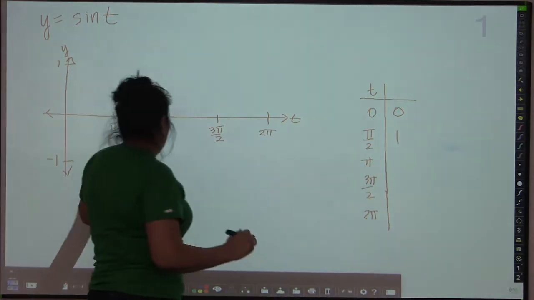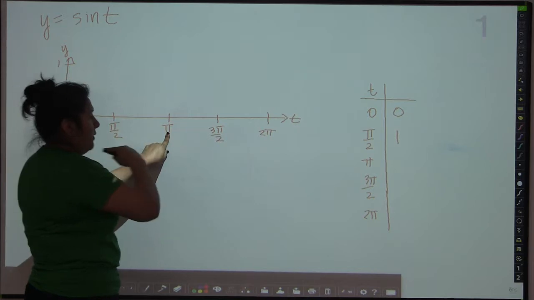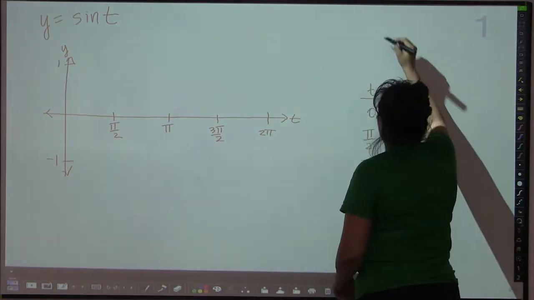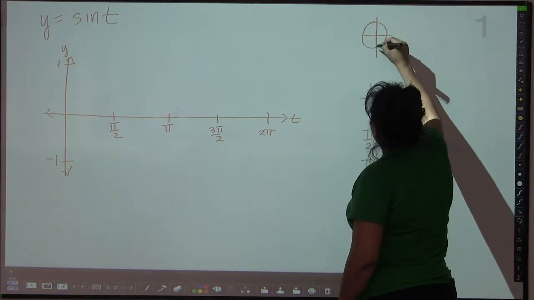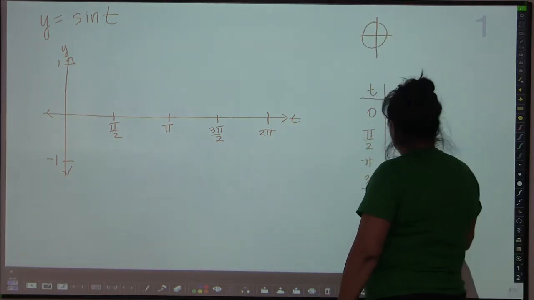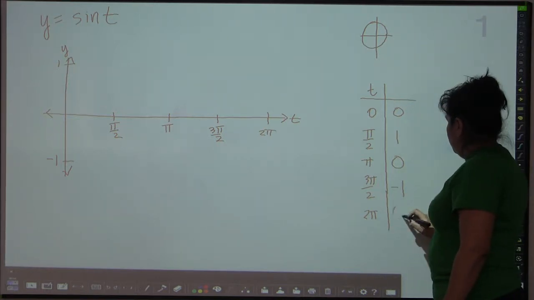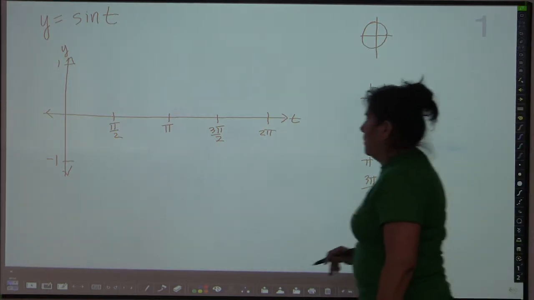And then we know that when we get back to pi on the other side, it's 0 again. And then when you get to 3 pi over 2, which again, if you're thinking about the circle, this is 3 pi over 2, you're at -1. And then when you get back to 2 pi, you're at 0 again. Alrighty, so these are the values that we get for the sine function.